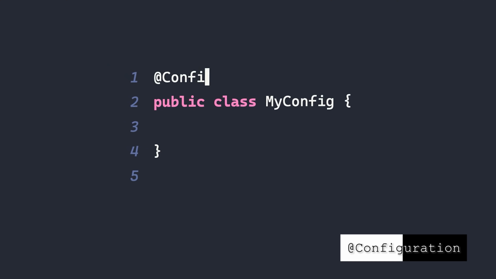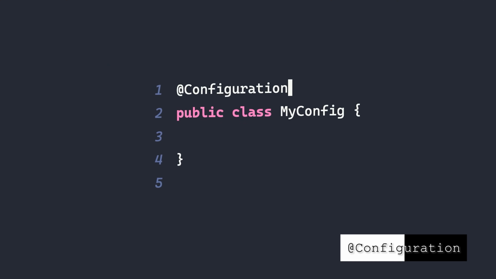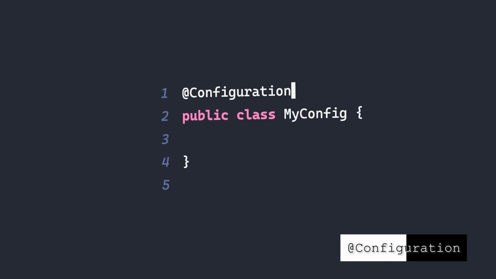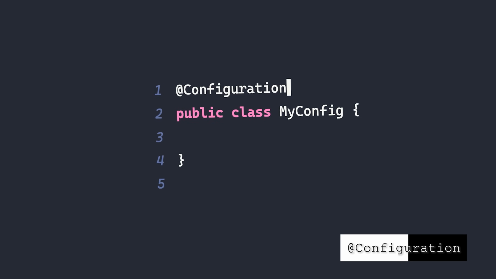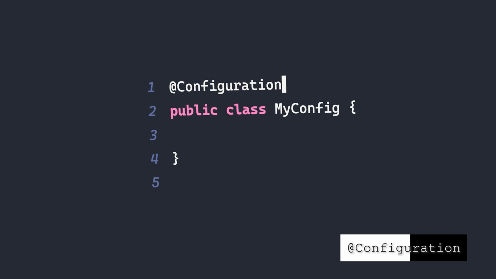This separates the app wiring from the app behavior. So for example, here is a MyConfig class, which is annotated with @Configuration. This marks this MyConfig class as a class that contains logic for wiring Spring. And while these classes are meant for configuring Spring, there's nothing stopping you from writing application logic in them too, right?